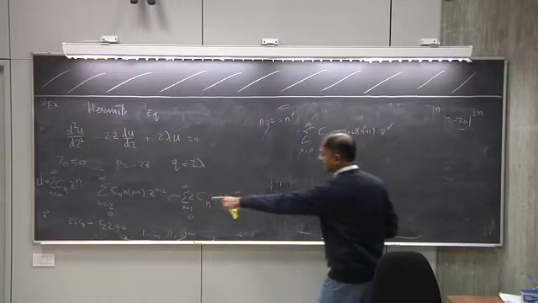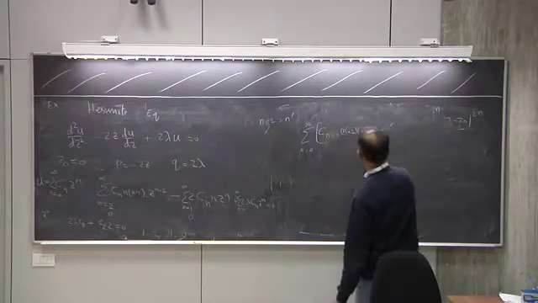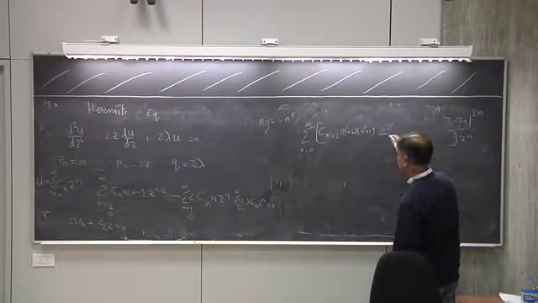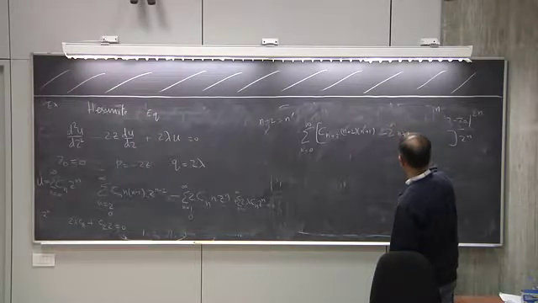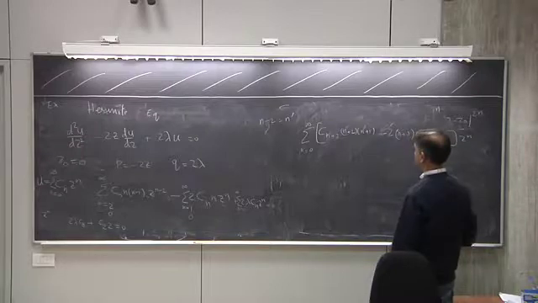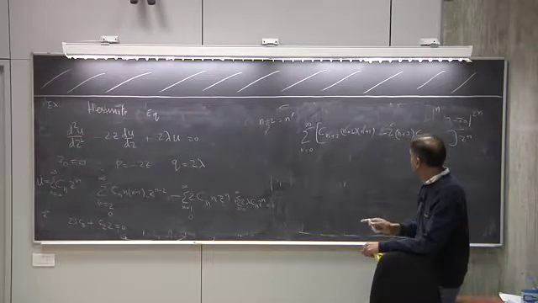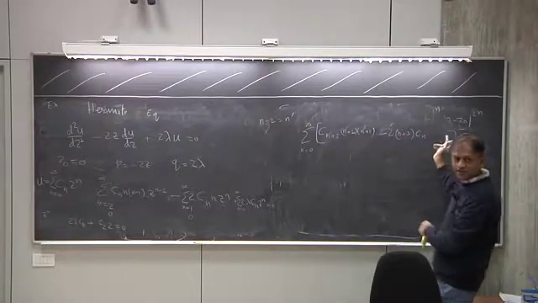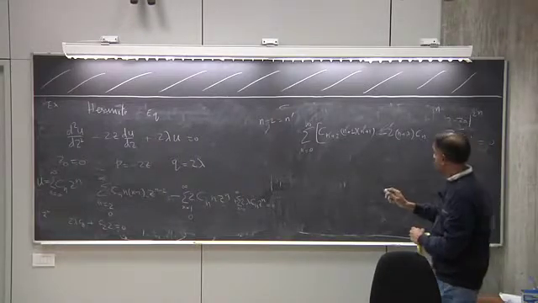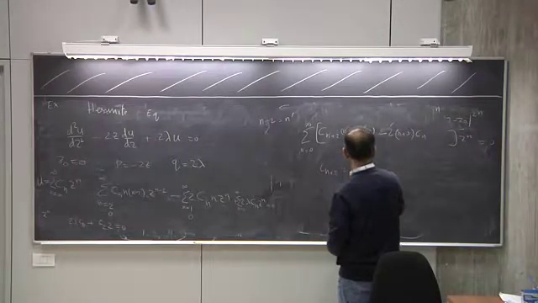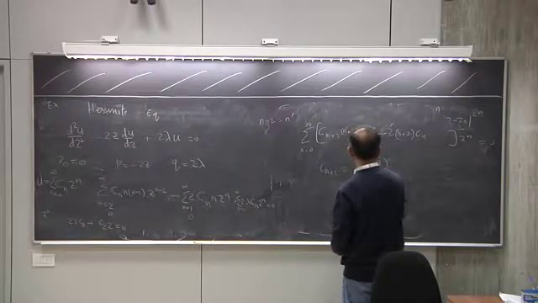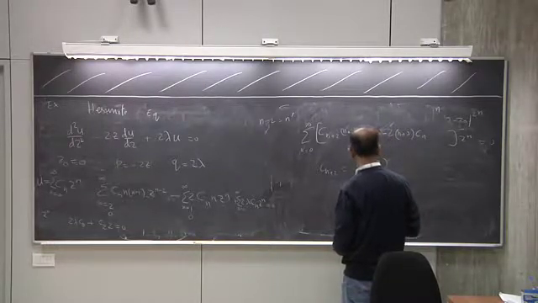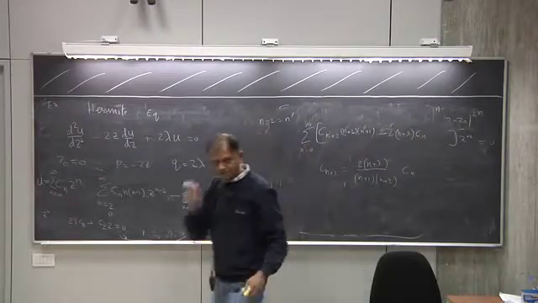Now I can combine everything. Everything is a coefficient of z to the n now. So this becomes minus 2 times n plus lambda times Cn. This is a very simple recursion relation. We set this equal to 0, because the coefficient of each z to the n must be 0. So this tells me that Cn plus 2 is equal to twice n plus lambda divided by n plus 1 times n plus 2, times Cn. This is the equation.